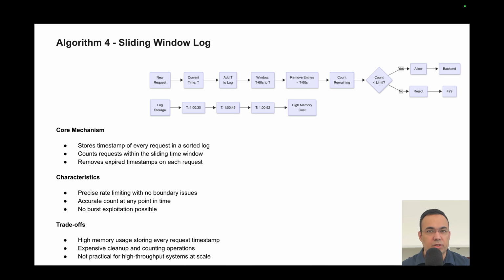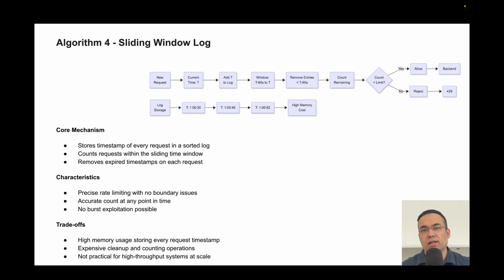There is high memory usage because we store every request timestamp. If a user makes 1000 requests per minute, we have to store 1000 timestamps. The cleanup and counting operations are expensive, requiring us to scan the log on every request. And this approach is not practical for high throughput systems at scale.